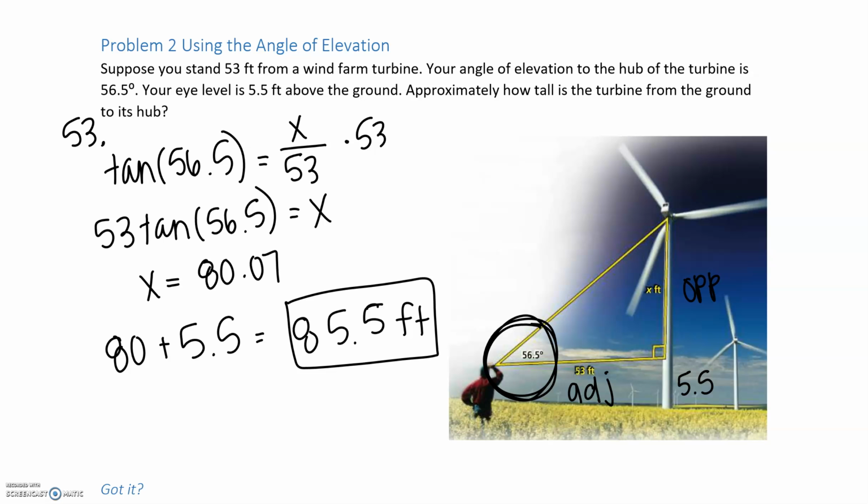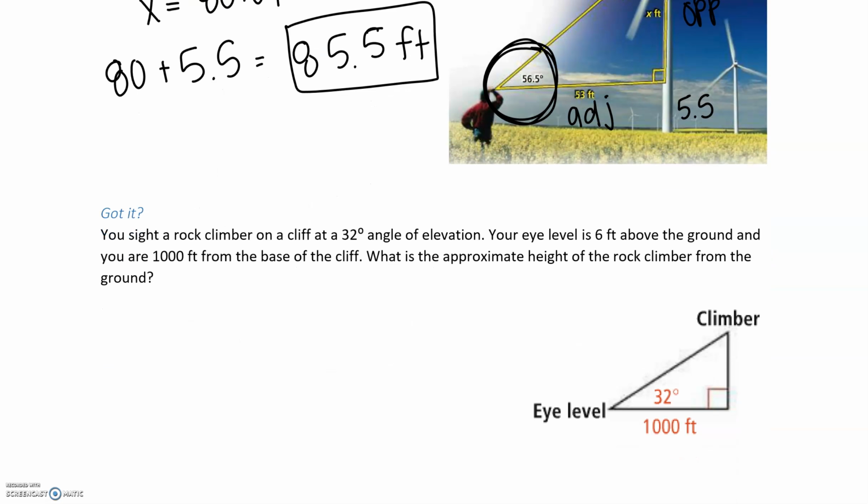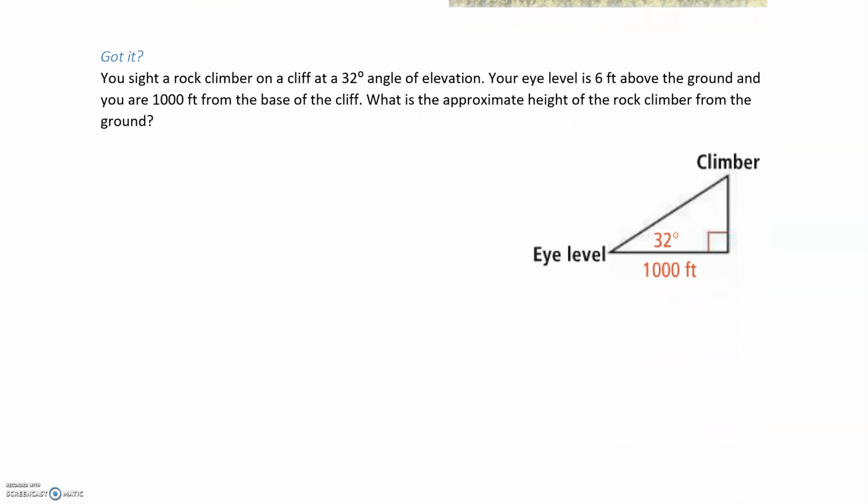Okay. So go ahead and start working on the got it problem. Figure out what it's asking you to find. So if you sight a rock climber, so your rock climber's up here, you're right here, and they're at an angle of elevation of about 32 degrees, and we've got our eye level is 6 feet above the ground.